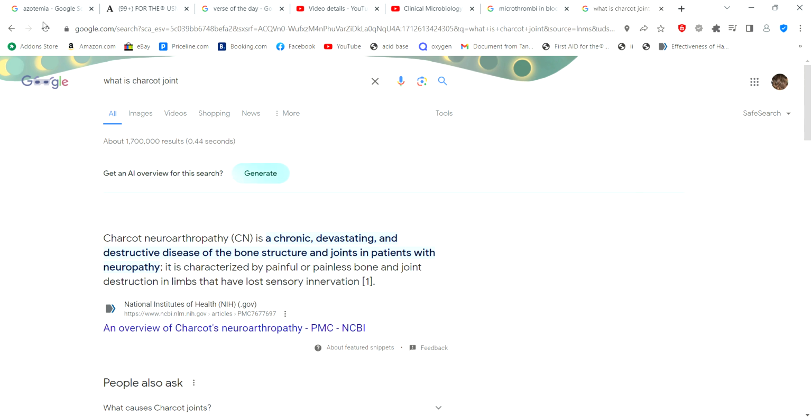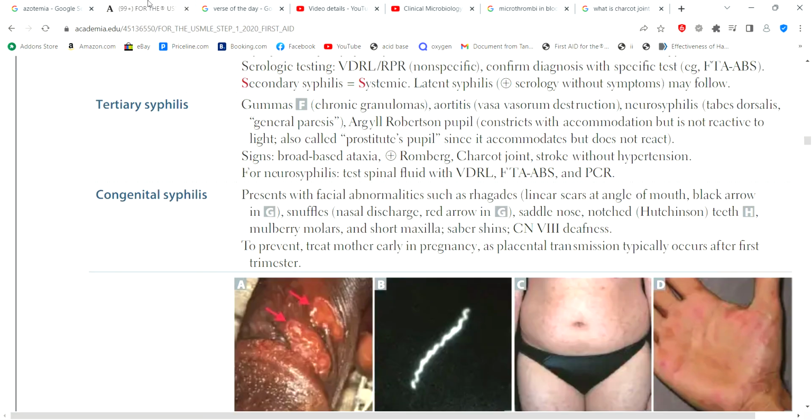So that's that. In tertiary syphilis, you see a positive Romberg sign, Charcot joint. Then you also see stroke without hypertension, so you can just get a stroke. And for neurosyphilis, you test the spinal fluid with a VDRL, FTA-ABS, and PCR.